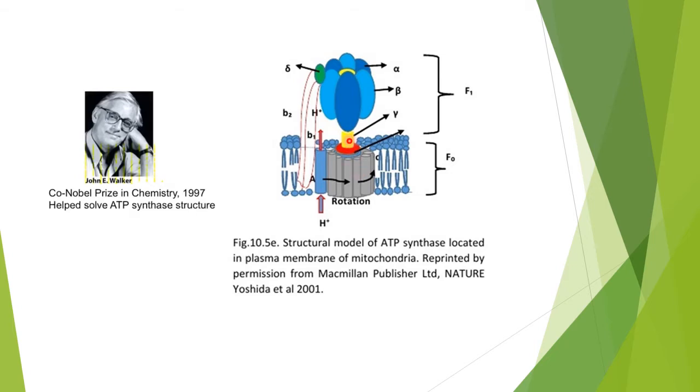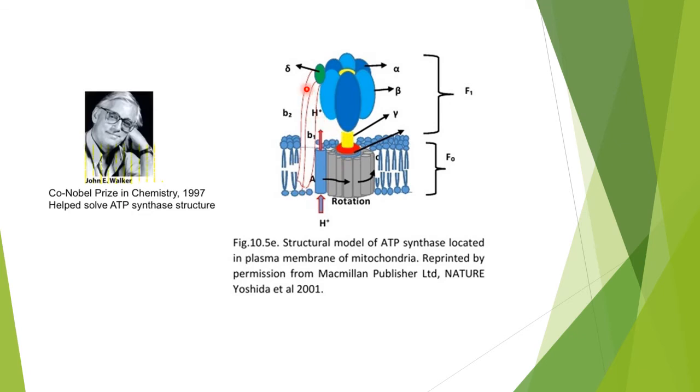Through this, there is a central gamma subunit, which is associated with an epsilon subunit, a polypeptide here. This gamma subunit passes through the center of the hexamer and the center of this channel. These are the beta 3 subunits. These are the alpha 3 subunits. This segment and this segment are connected by means of B1 and B2 proteins, which act as a stalk. So we have the peripheral stalk, and we have a central stalk here.